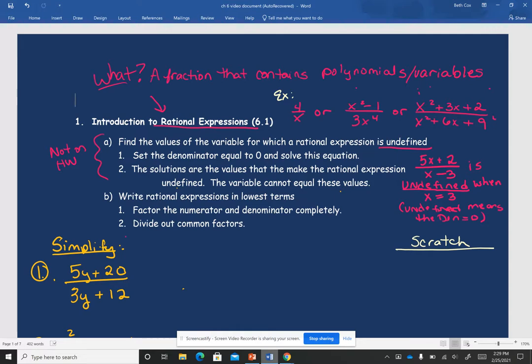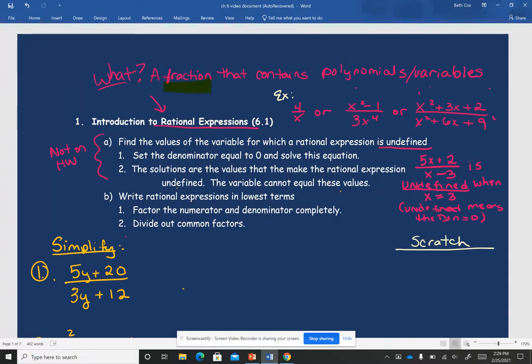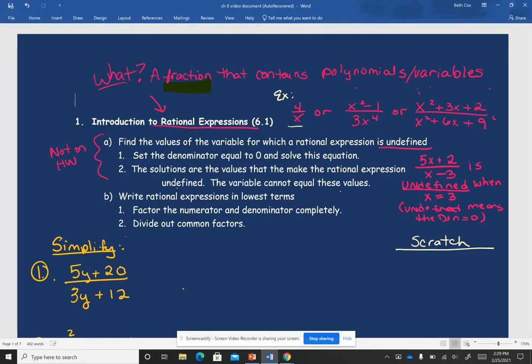First of all, a rational expression is a fraction. It is a fraction that contains polynomials. I've got a couple of listed examples over there in the corner: 4 over x, x squared minus 1 over 3x to the fourth, or a trinomial over a trinomial. These are all rational expressions. They are fractions that contain polynomials.